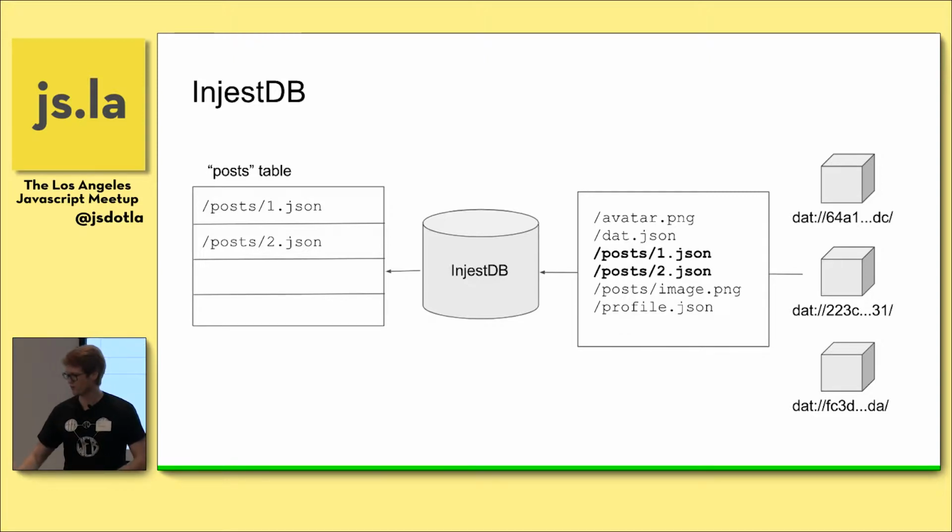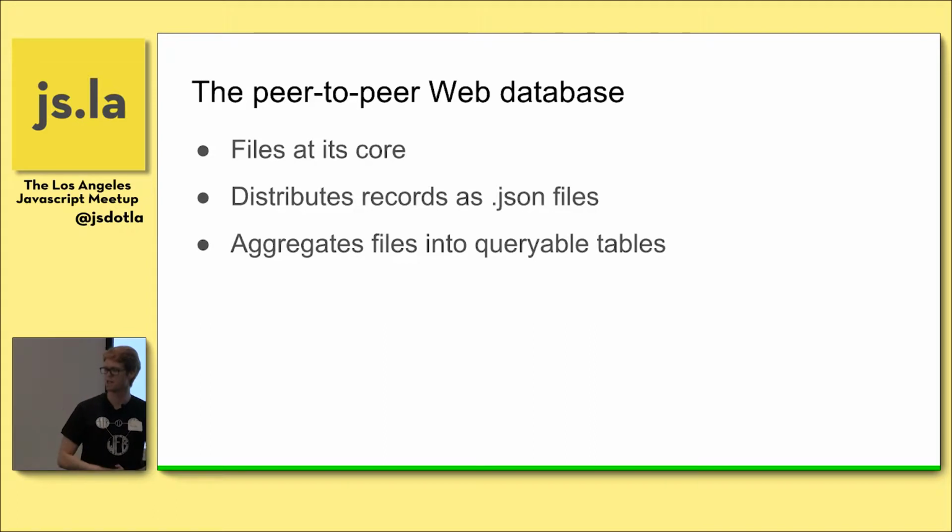So this is the data model that we're working with primarily, the peer-to-peer web database model. It's files at its core. It's a file system. We distribute the records as JSON files, and then we aggregate those records into queryable tables.